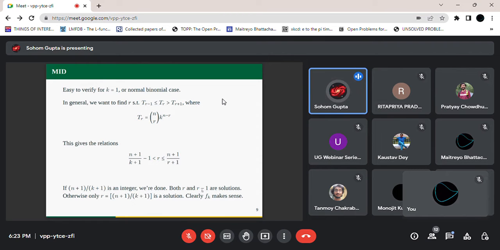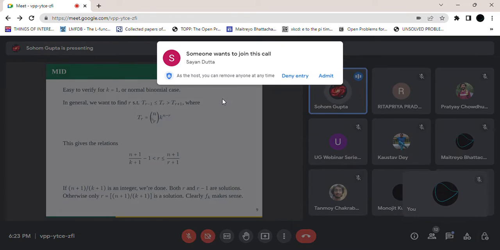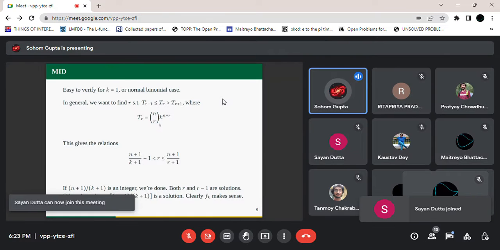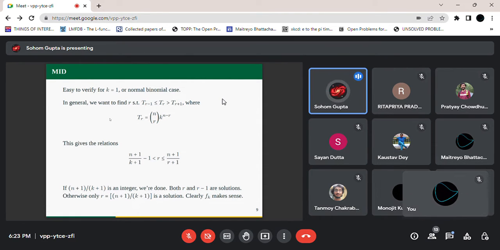At the same time, you could also see that this thing holds. You can actually put those terms in here: nC(r minus 1) k^(n minus r), nC(r) k^(n minus r plus 1) and nCr k^(n minus r). If you cut out everything and put (n plus 1) over (r k plus 1) as some integer, then you can see that both r and r minus 1 are solutions. Otherwise, if this is not an integer, r has to be an integer. So r has to be the greatest integer function, or the floor function, of (n plus 1) over (k plus 1), which is the integer just left of it.